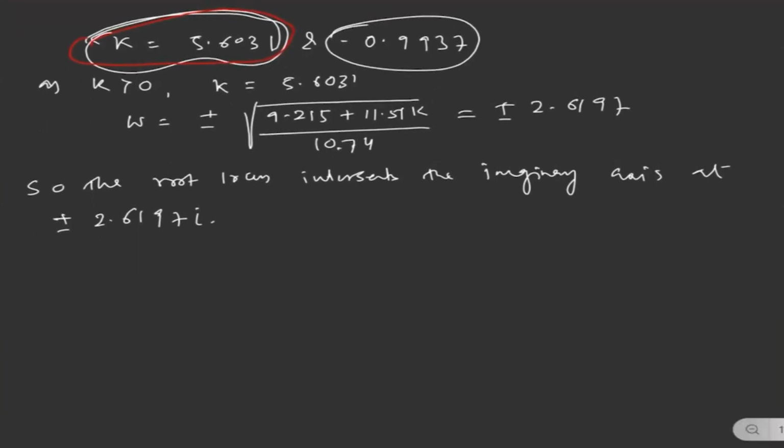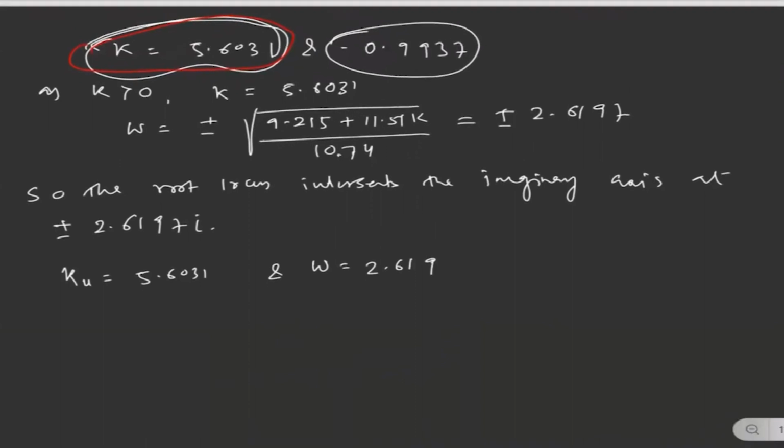So here we can say K ultimate, which you can write Ku equal to 5.6031, and at that Ku the omega is 2.619. This K value you can find from another approach we have done in the first half of the course, which is basically the Routh-Hurwitz stability criterion. Through that Routh table, we can also find this ultimate gain K. From the characteristic equation, we can form the Routh table and find the value.